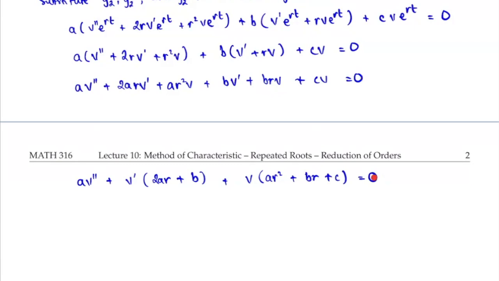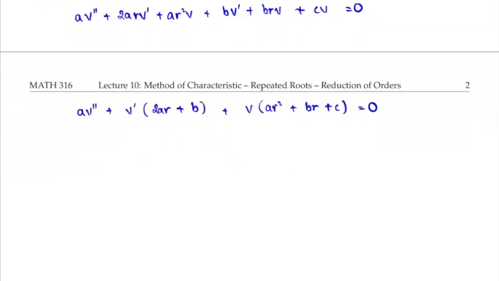Again, from here to here, just basically combine like terms. You only have one term related to v double prime. You have two terms related to v prime, so v prime is the common factor, and you have three terms related to v. So take out v as the common factor.